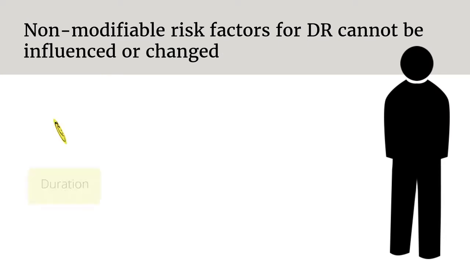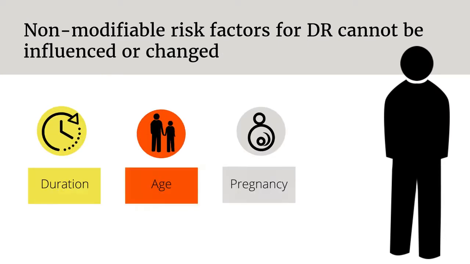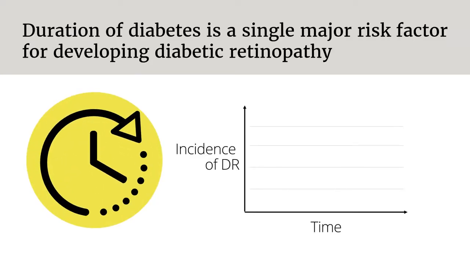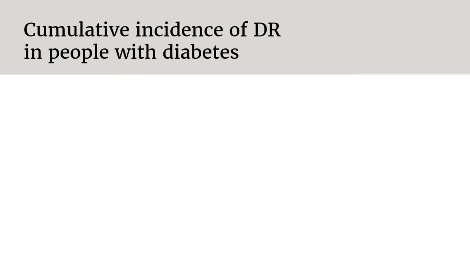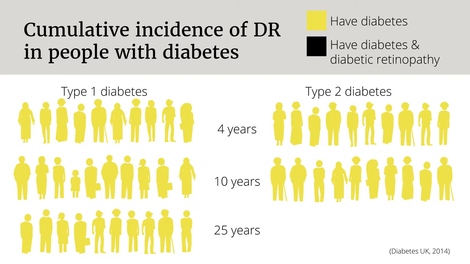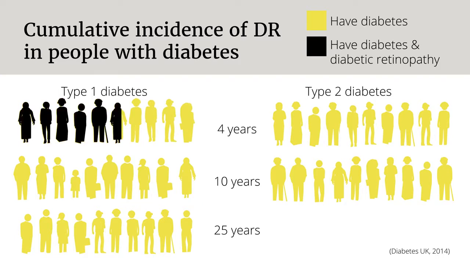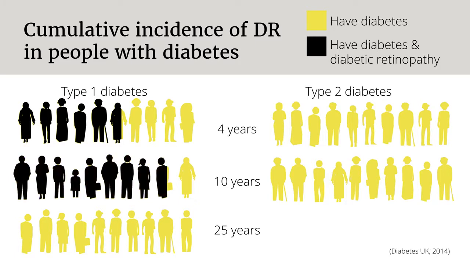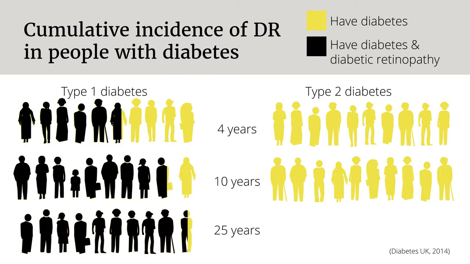Non-modifiable risk factors for DR cannot be influenced or changed. Duration of diabetes is a single major risk factor. The longer a person lives with diabetes, the higher the risk of developing DR. The cumulative incidence of DR in people with type 1 diabetes has been found to increase from 59% at 4 years to 89% at 10 years to 97% at 25 years.